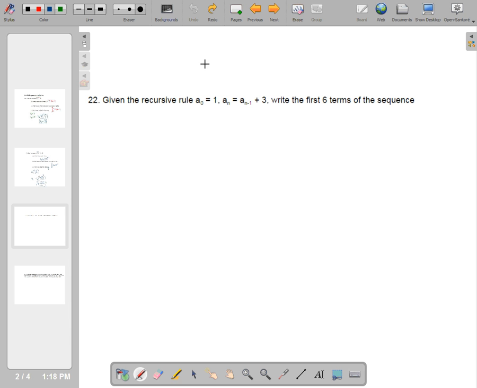Recursive rules. The way recursive rules work is they're saying, hey, here's the first term. Now, for every term after that, take the previous term and add 3. So if I want the second term, I take the one right before it and I add 3. Now it's 4. And I just keep adding 3 as many times as I need to. Now I have 6 terms, and we're done.